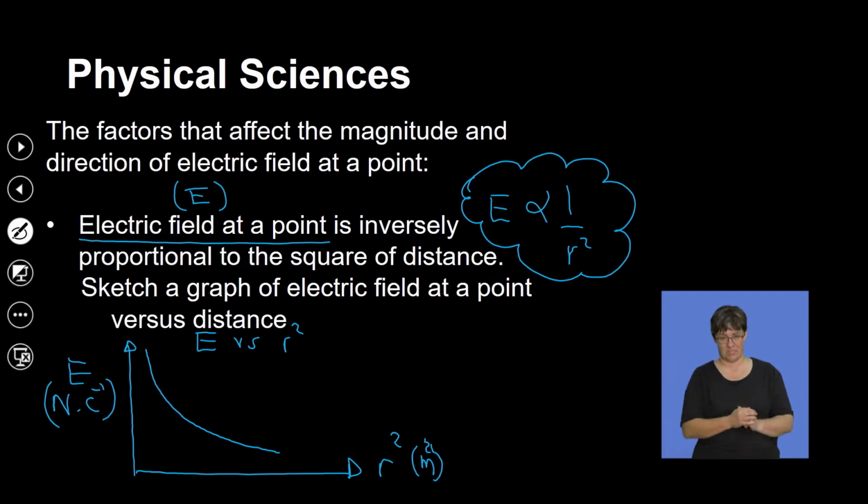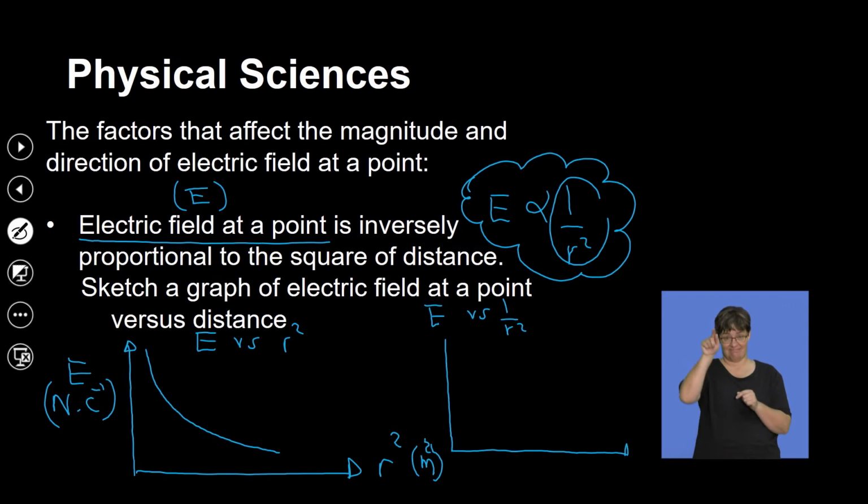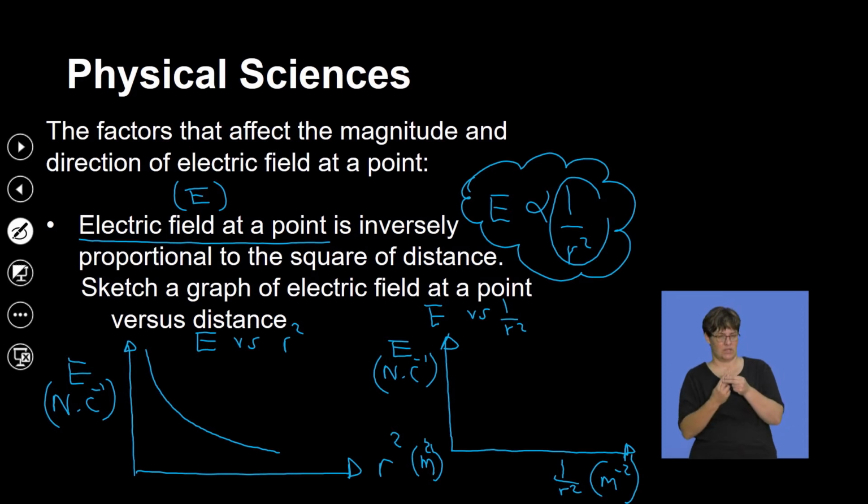But then one may ask, what if we talk about the relationship between E versus 1 over R squared? So 1 over R squared and E are directly proportional. We'd have something of this sort. We've got our E, once again in newton per coulomb, and then we've got 1 over R squared, which is per square meter. Those are the units, take note of that. And then there is a linear relationship between those two.